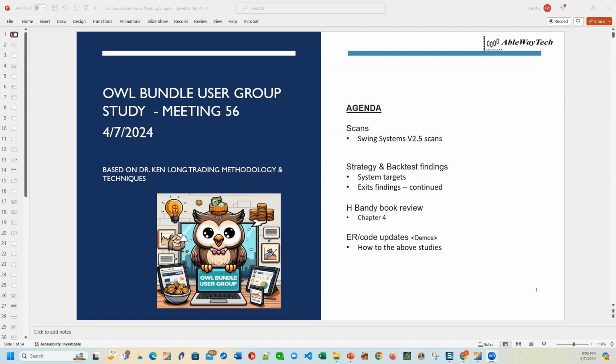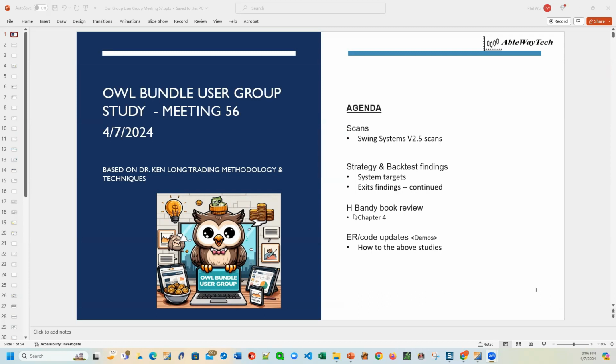Yeah, first we'll go through the swing system scans to look at whether there's anything interesting. Then, Dan, I think it will be good for you to go through your slides on the system targets. And I also have some information there as a stake in the ground. And then there was interest last week in other exit types, for example, using an ATR-based exit. So we can go through that as well as using the PSAR as an exit.